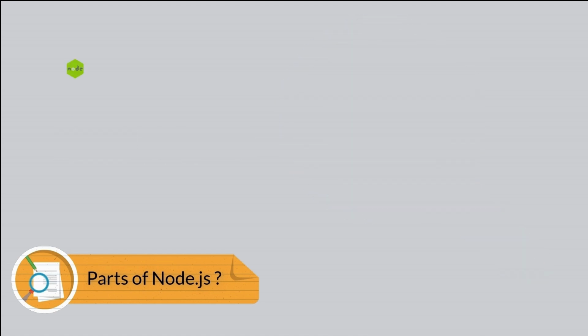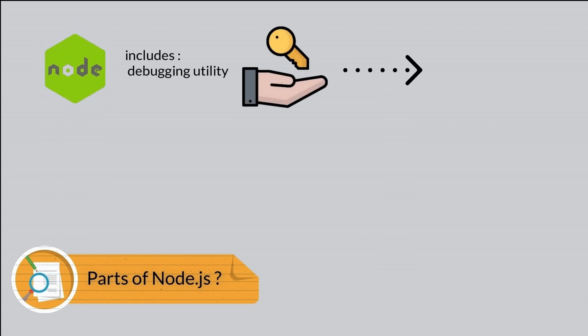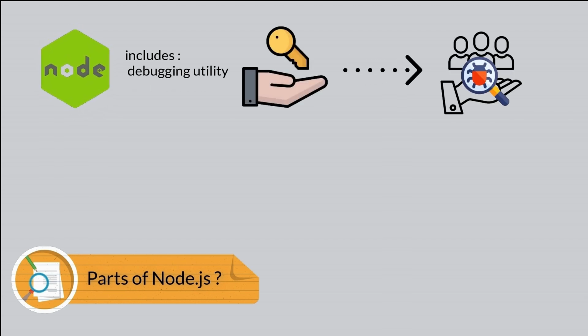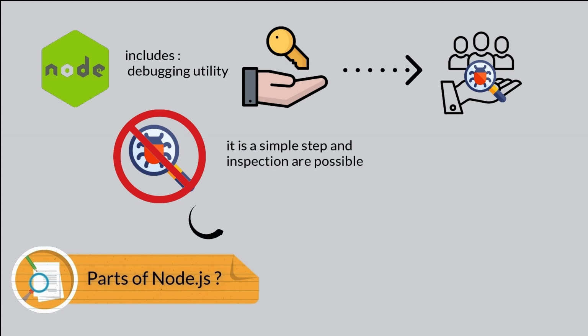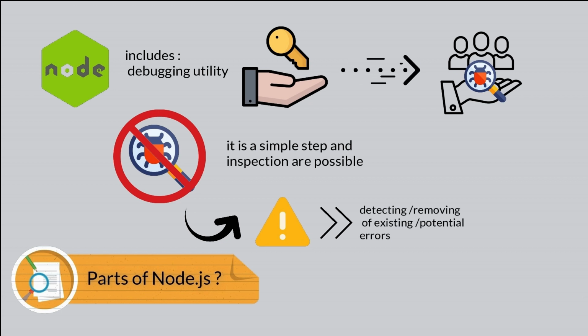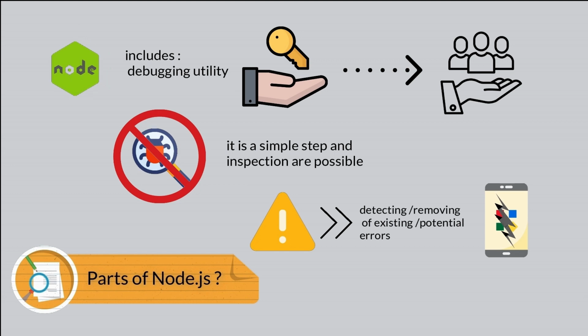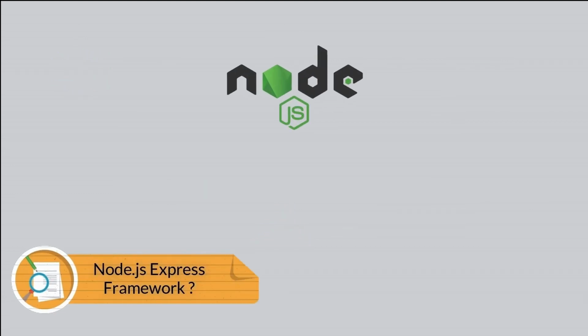Debugger. Node.js includes a debugging utility that can be accessed by a built-in debugging client. Node.js Debugger is not a full-featured debugger; rather, simple step and inspection is possible. Debuggers are important as debugging is the process of detecting and removing existing and potential errors that could possibly crash the application.